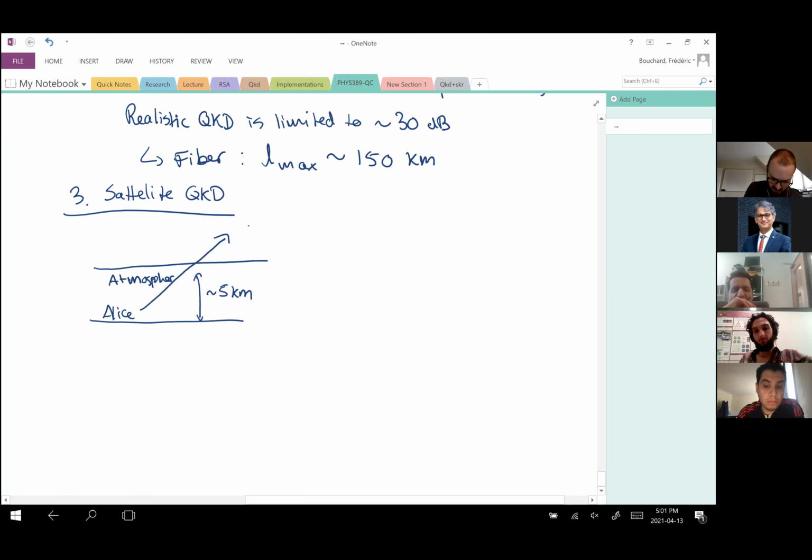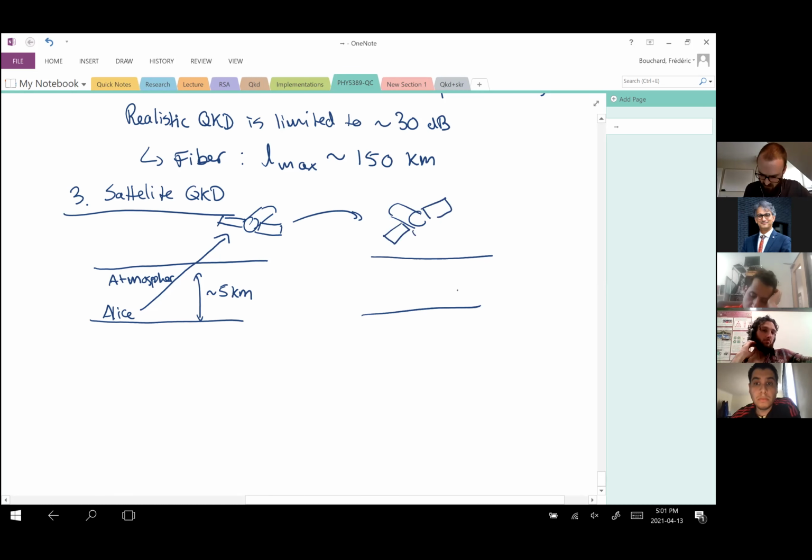So the idea is, I'm going to draw a satellite. If you want to go to longer distances, or just in general global distances, so from North America to Europe, what you could do is you would have the satellite coming on top of Canada. You'd send your photon there, have a memory at the satellite. Then the satellite goes all the way to wherever Bob is, and then shoot the photon back to Bob. And in theory, you should be able to go to much longer distances.